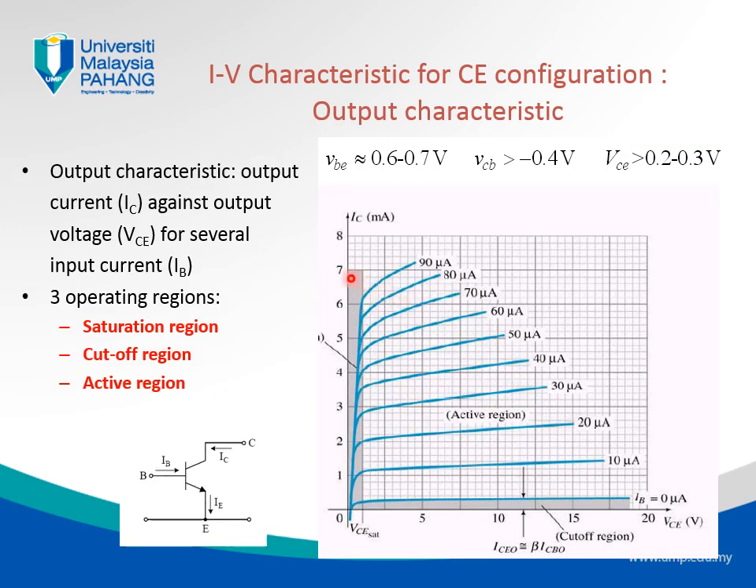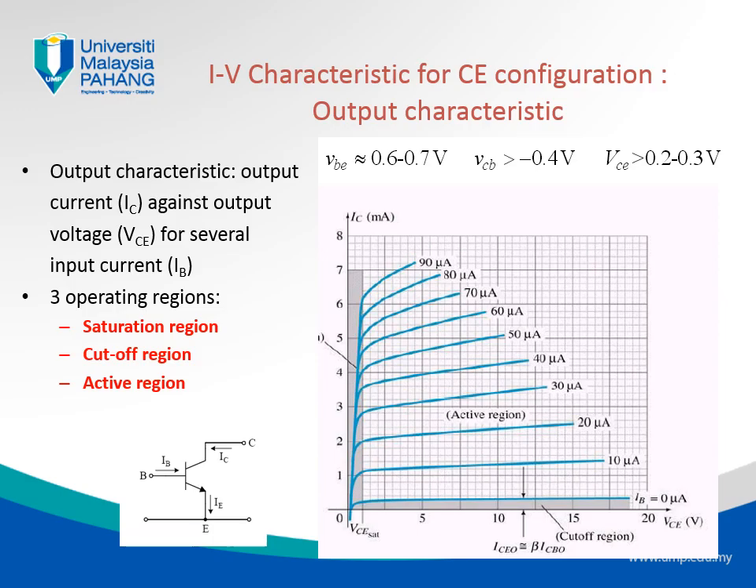Now, after we have seen the input characteristic of the transistor operating in common emitter, I will call it the CE configuration. Now we look at the output characteristic of the CE configuration. So what is the output characteristic? As we have seen in CE, the input is VBE, but the output is now VCE.